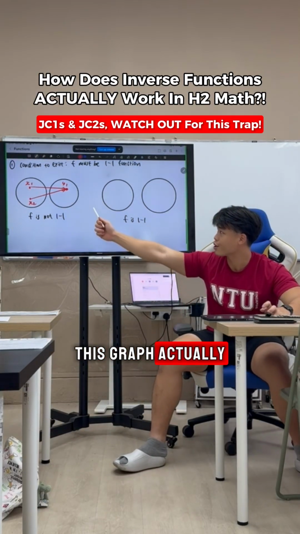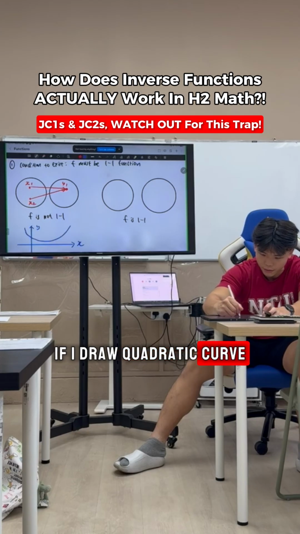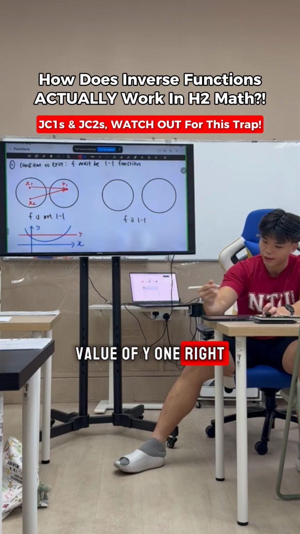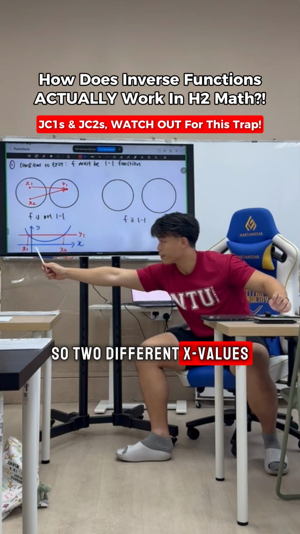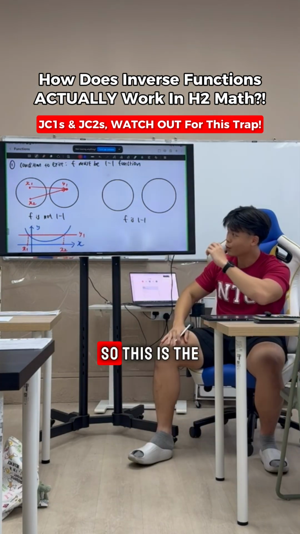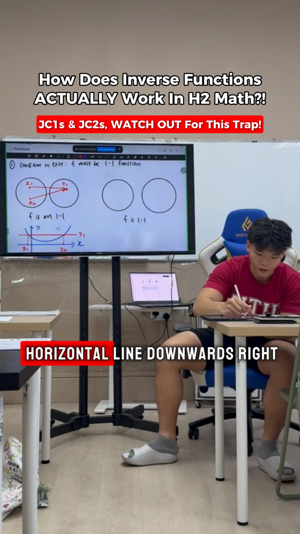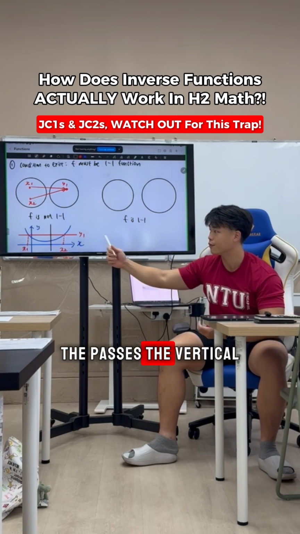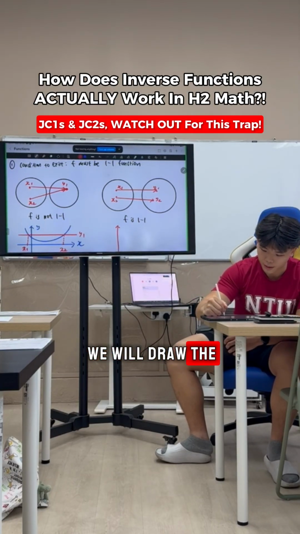So this graph, you can think of it like your quadratic. If I draw a quadratic curve like that, this is y, this is x. You see that this value of y1 has two possible x inputs, x1 and x2. So two different x values give me the same y value. So this is therefore not one-to-one, but it's still a function because if I draw a horizontal line, you see that it passes the vertical line test, what we talked about earlier. So that is where we will draw the horizontal line.